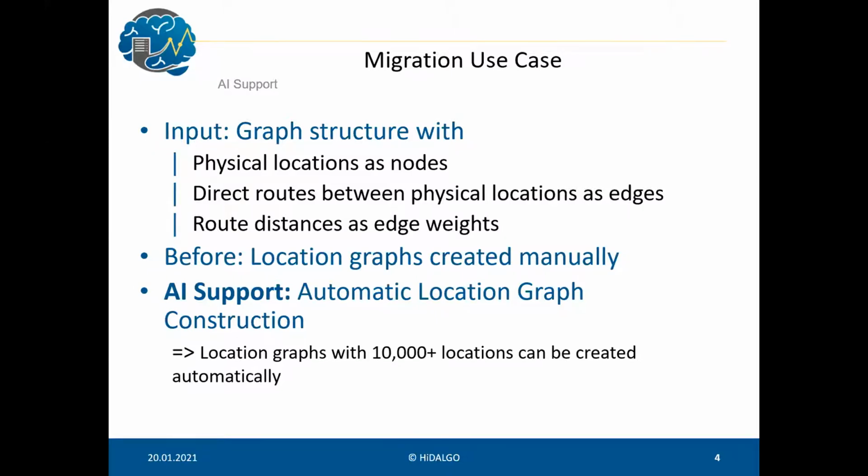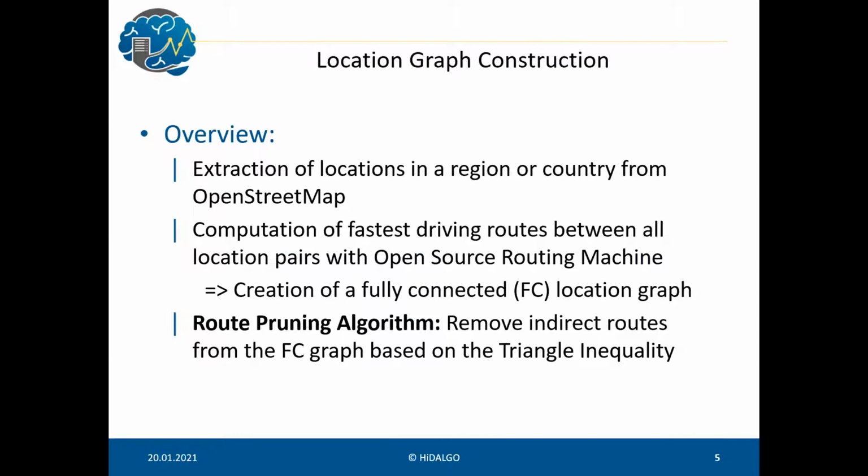Next, I want to give a short overview over the component. It starts with a list of locations that are given with their GPS coordinates, or alternatively, if a list is not given, we can also extract locations either from a country or a region from OpenStreetMap. In the next step, we are computing the fastest driving routes between all pairs of locations with the OpenStreetMap routing machine, which is basically giving us a fully connected location graph.